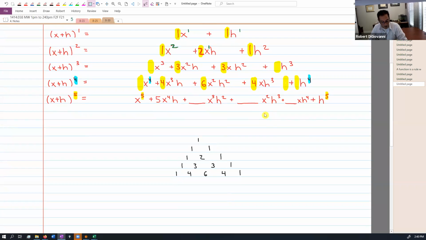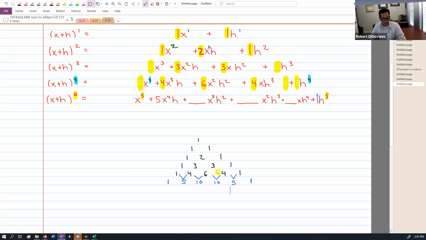So let's see if we can find the pattern here. This next row that we have, we have a 1 here, right? So that should be a 1. We should have a 1 at the end for that H to the 5th. Okay, the next number that comes are these two added together. That's 5. This next number is these two added together, that's 10. The next one are these two added together, that's 10. And then these two added together, that's 5.